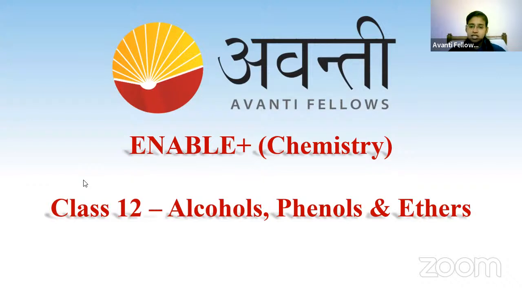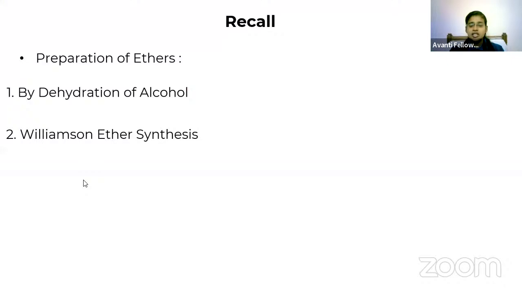Let's go ahead with the alcohols, phenols, and ethers. As you all know, yesterday we completed the ethers preparation and the physical properties. We have already completed the alcohols and phenols part, and yesterday we started with the ethers and studied two preparations of ethers. Let me just recall the two preparations and then move on to the chemical properties of ethers in today's class.